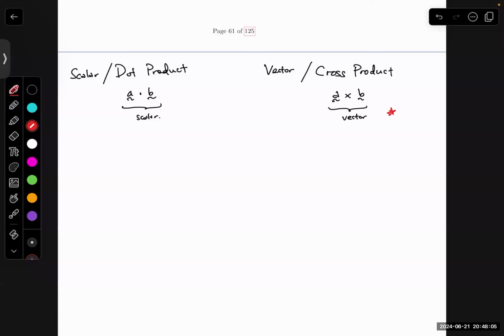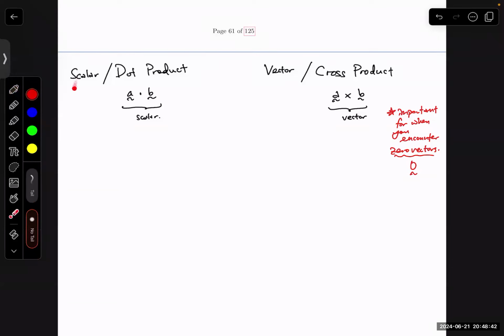This will be important for things like your zero vector, for when you encounter zero vectors. But otherwise, not super important yet. Just be mindful that when you get things like zero vectors, just be careful. It's a vector, it's not just zero, so you need to put a tilde underneath, like this. Okay, let's focus on dot product first before we talk about vector product or cross product.